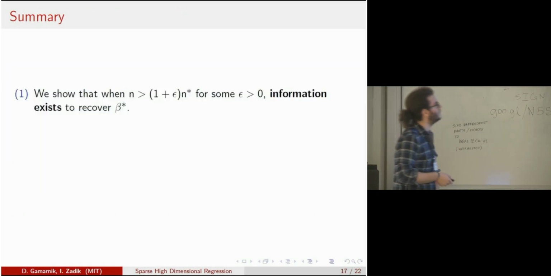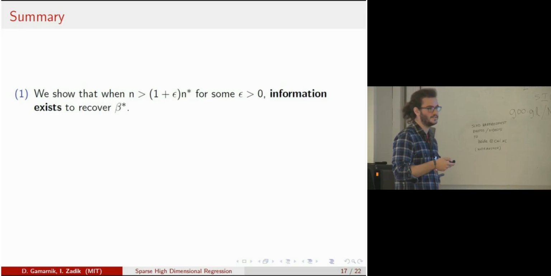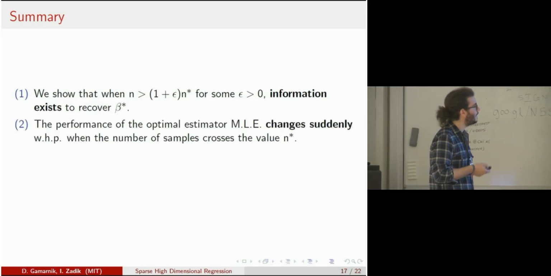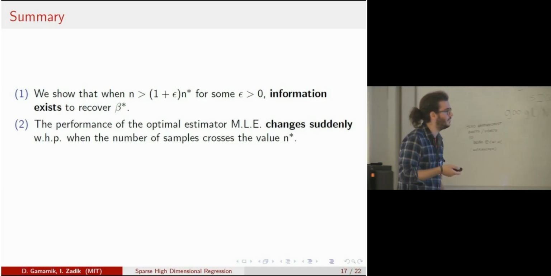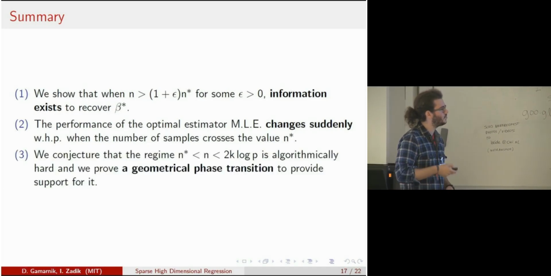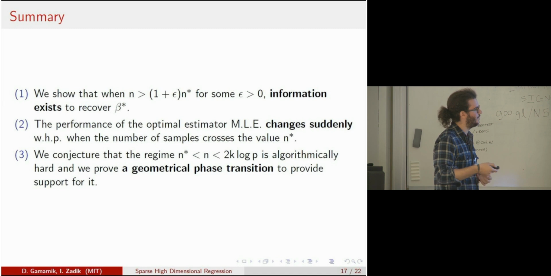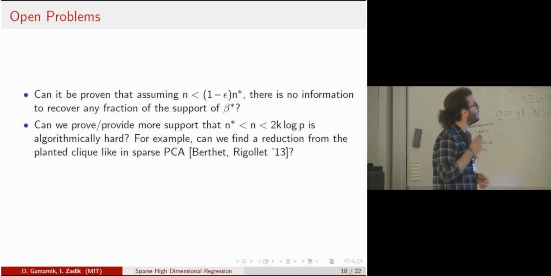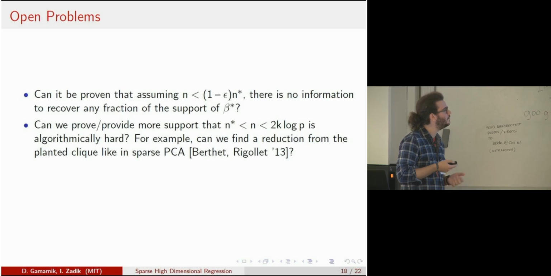So what did I say today? I said that first of all, if n is bigger than n star, then information exists. I said that the performance of the MLE changes suddenly when the number of samples crosses the value n star. And I said also that we conjecture that the regime is algorithmically hard, and it's not just a bad coincidence that we don't have a good algorithm, and we prove a geometrical phase transition to provide support for it. What I didn't say, what would be interesting open problems, were at least two.